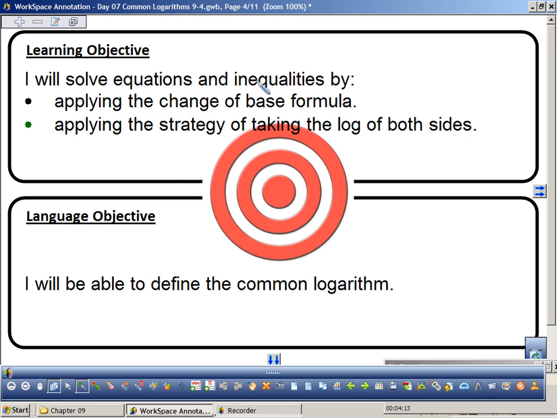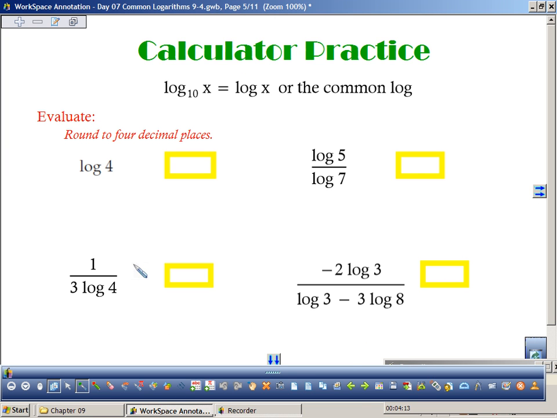All right, so I will solve equations and inequalities by applying the change of base formula and applying the strategy of taking the log of both sides. That's what we're going to do today. And then we're going to define a common logarithm. Before we do anything today, let's do some calculator practice.